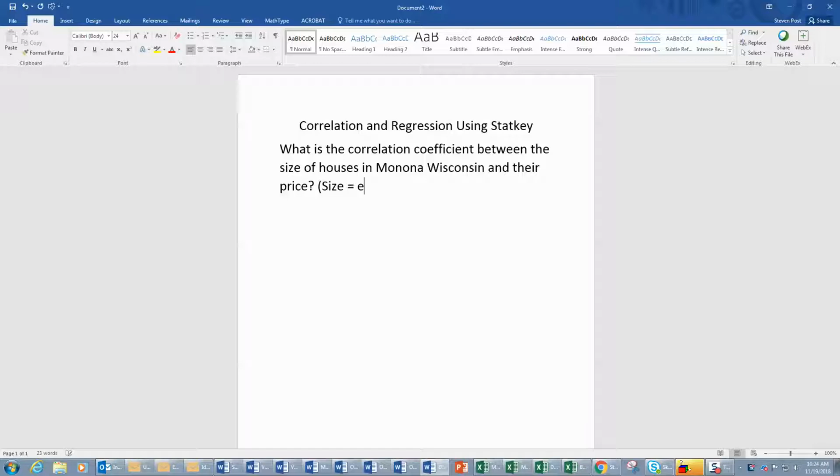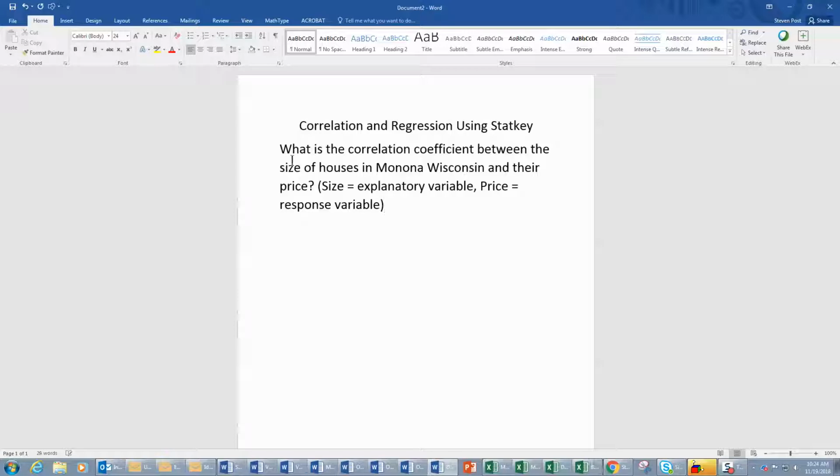Size will be our explanatory variable. Price will be the response variable. And then once we have the correlation coefficient, we'll ask, what is the equation of the least squares regression line? And once we have those things, we want to see how to interpret them and how to use them.